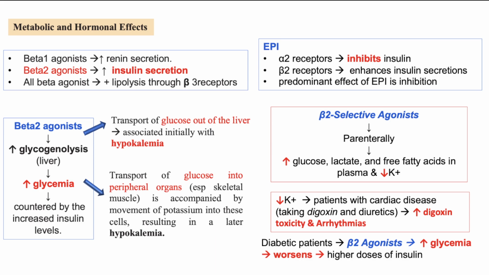In diabetic patients, you should remember that whenever they take beta 2 agonist, which can lead to hyperglycemia, the diabetic condition may worsen and higher doses of insulin may be required in such individuals.